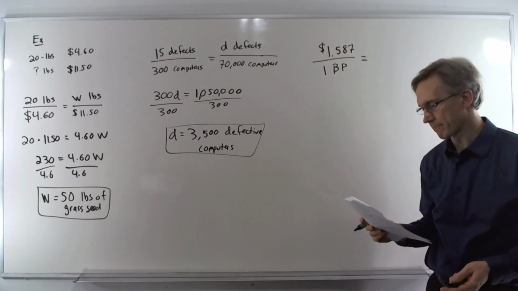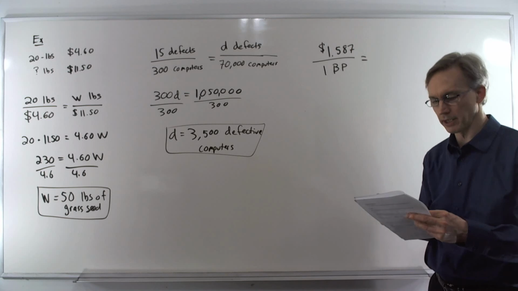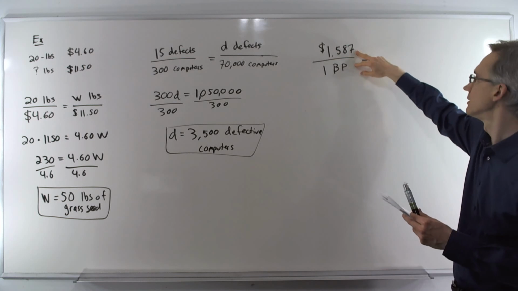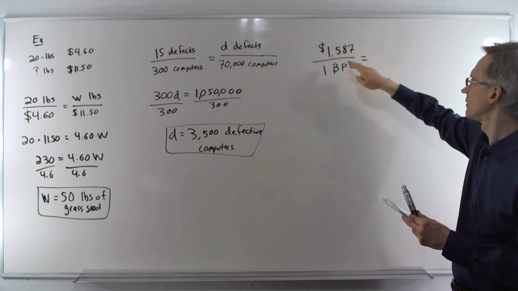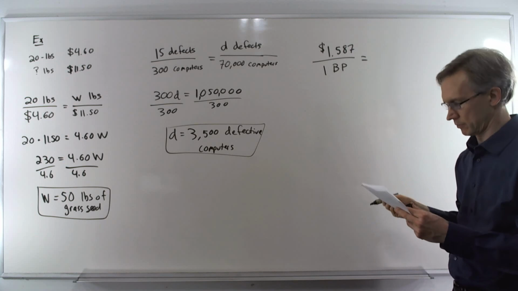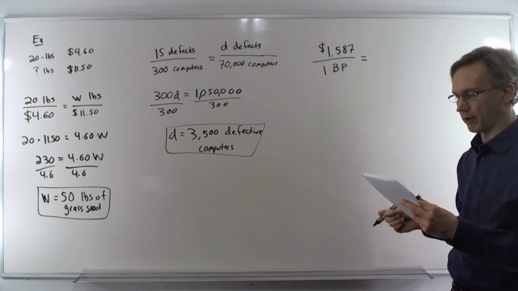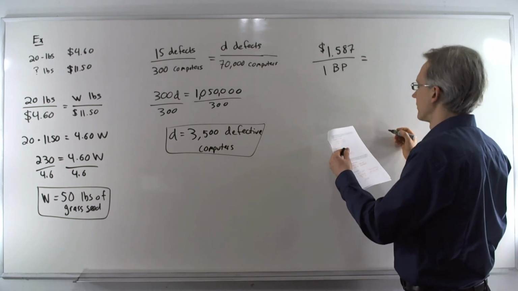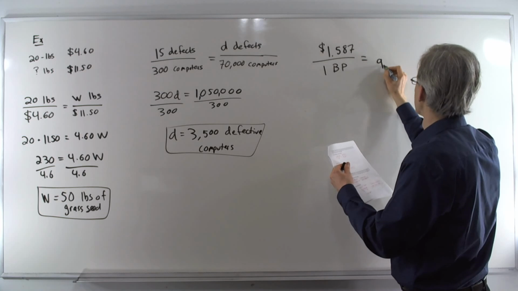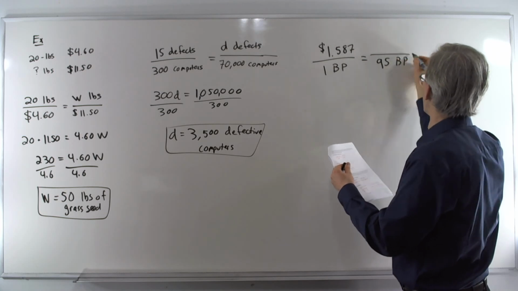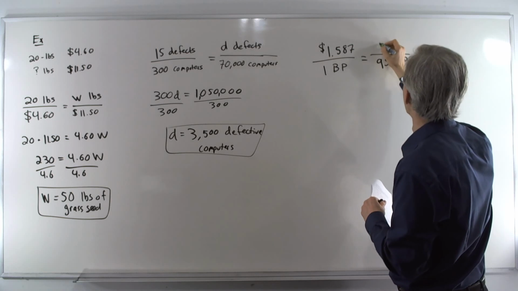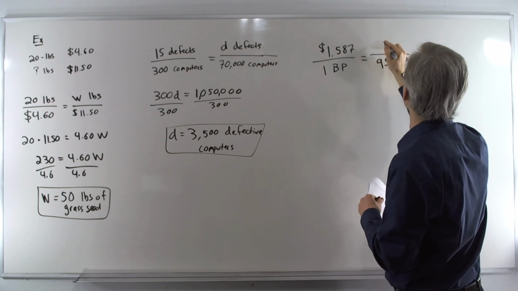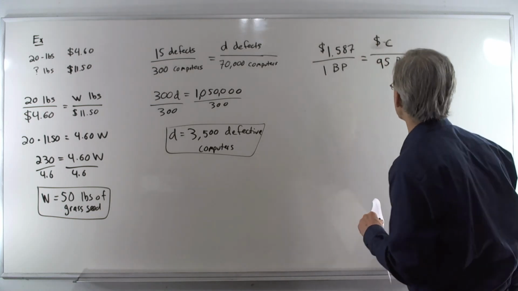So we're exchanging dollars for British pounds. Recently, 1.587 US dollars would purchase 1 British pound. So there's a rate, $1.587 per 1 British pound. Now we want to know how much a jacket would cost in US dollars if it costs 95 British pounds. All right, so 95 pounds is on the bottom, and we don't know the cost, so we'll say C for the cost. C dollars here.